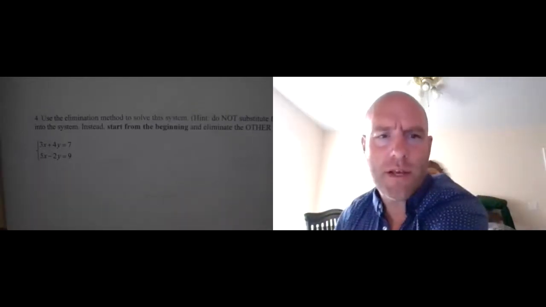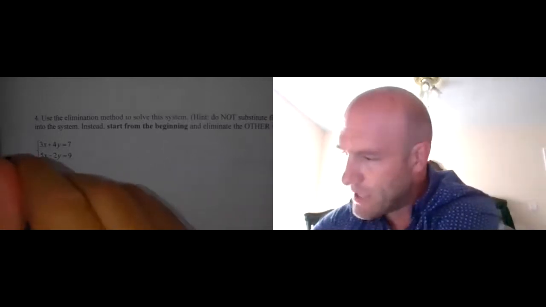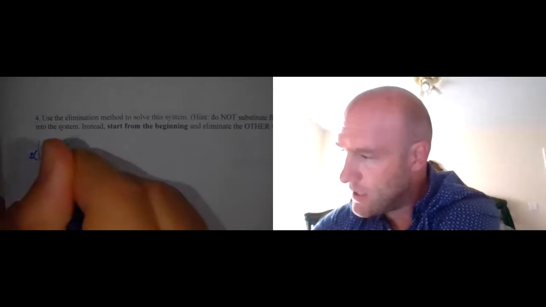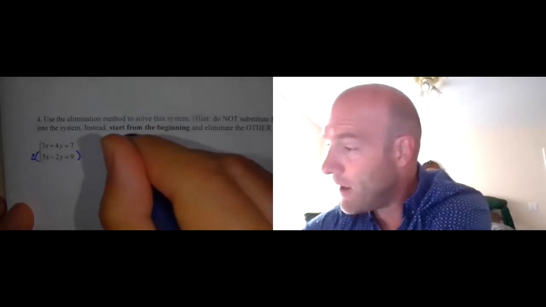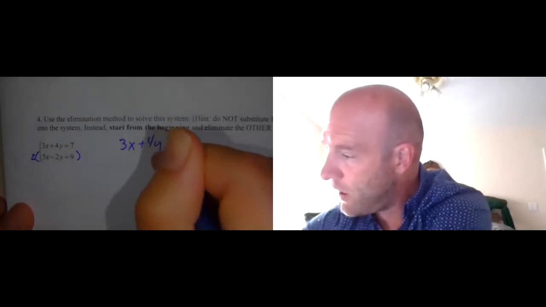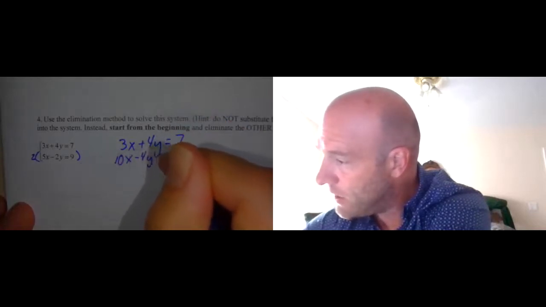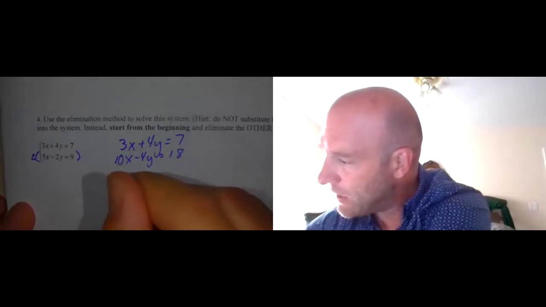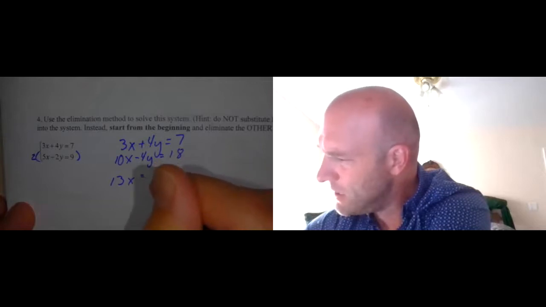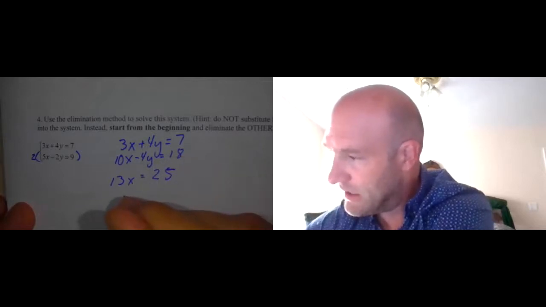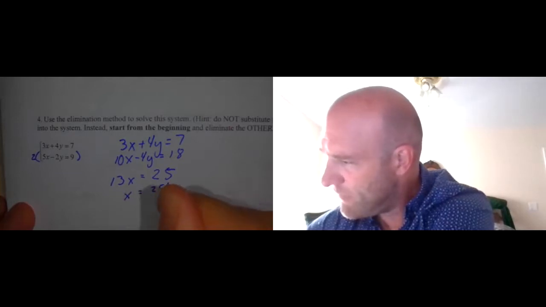I don't know that it's necessary for you guys to sit here and watch me do this. Feel free to give this a little fast forward. Sometimes I'll just pause it and do it and see if we ended up in the same place. I'm multiplying this guy by 2. 3x plus 4y equals 7. I have a 10x minus 4y equals 18. Adding, I get 13x equals, looks like 25. And x equals 25 13ths.